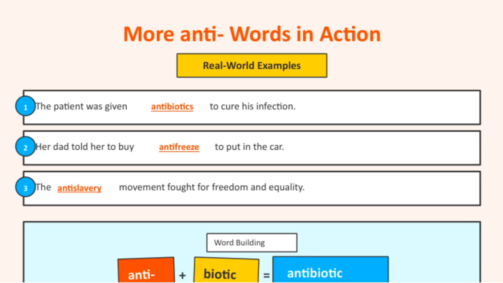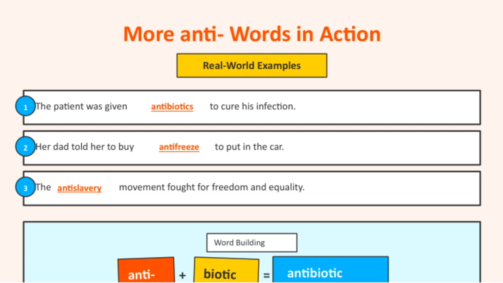All right, let's dive into slide 5. Here, we're focusing on the word antibiotic. As you can see, it's built from biotic, which relates to living organisms, and the prefix anti, meaning against. So an antibiotic is something that fights against living organisms that cause disease, like bacteria. It's a great example of how combining different word parts can give us a clear idea of what a term means.